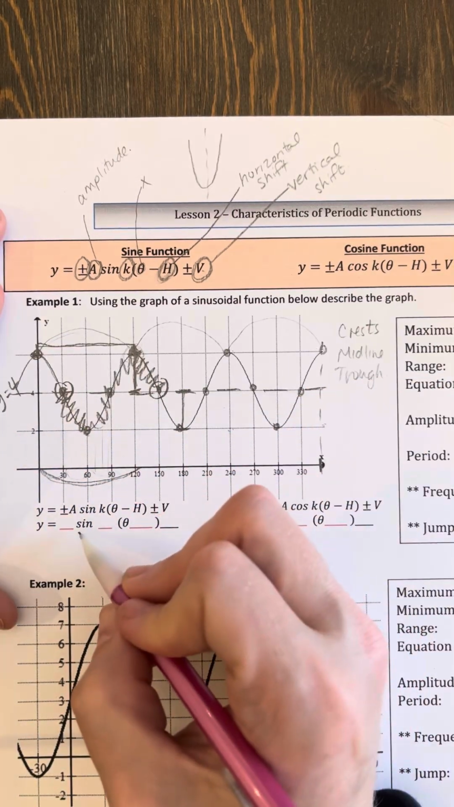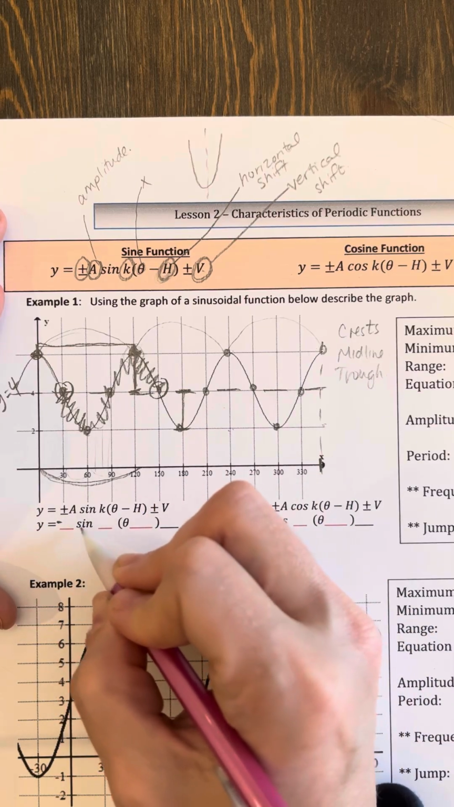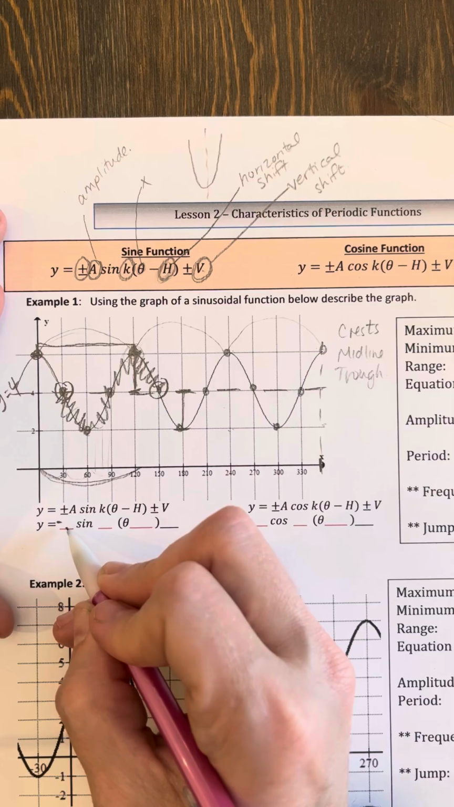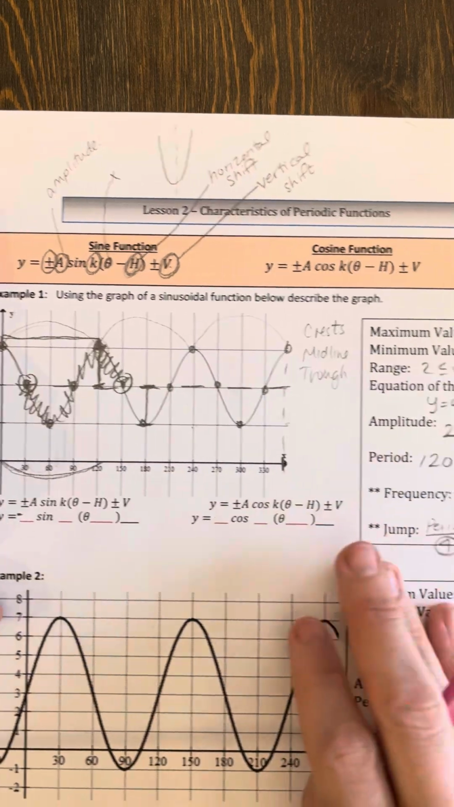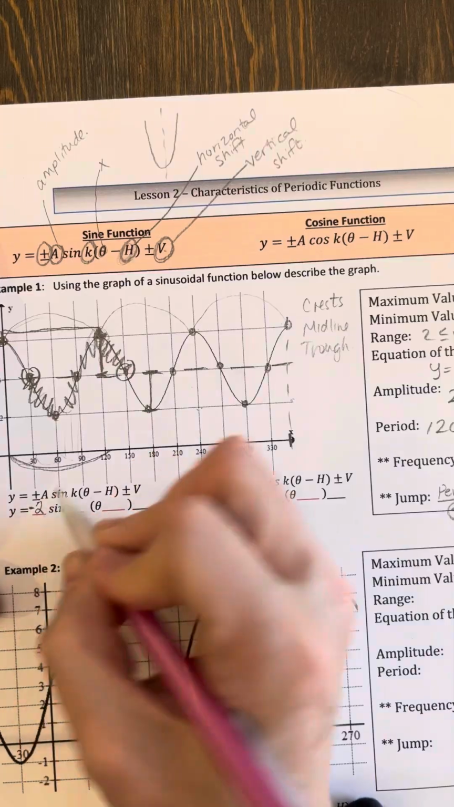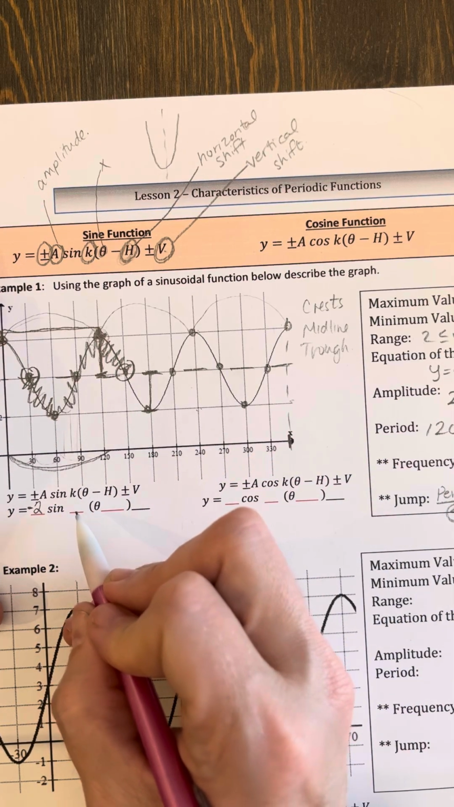So when I go to write my equation, I need to put a negative out in front and then the word sine, okay? Now, in between these, you write the amplitude. The amplitude we found out was 2 over here, okay? So I put -2 sine. Then I put my frequency. My frequency was 3.